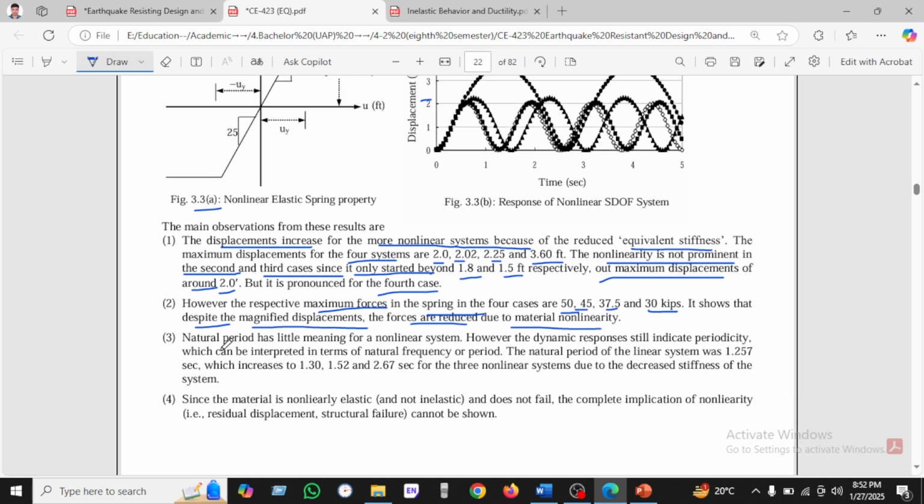And then third is the natural period of the nonlinear system. However, the dynamic response is still periodic, which is interpreted in terms of natural frequency or period. The natural period of the linear system is 1.257 seconds, which increases to 1.3, 1.25 and 1.3 seconds in the nonlinear system due to the decrease of stiffness of the system.